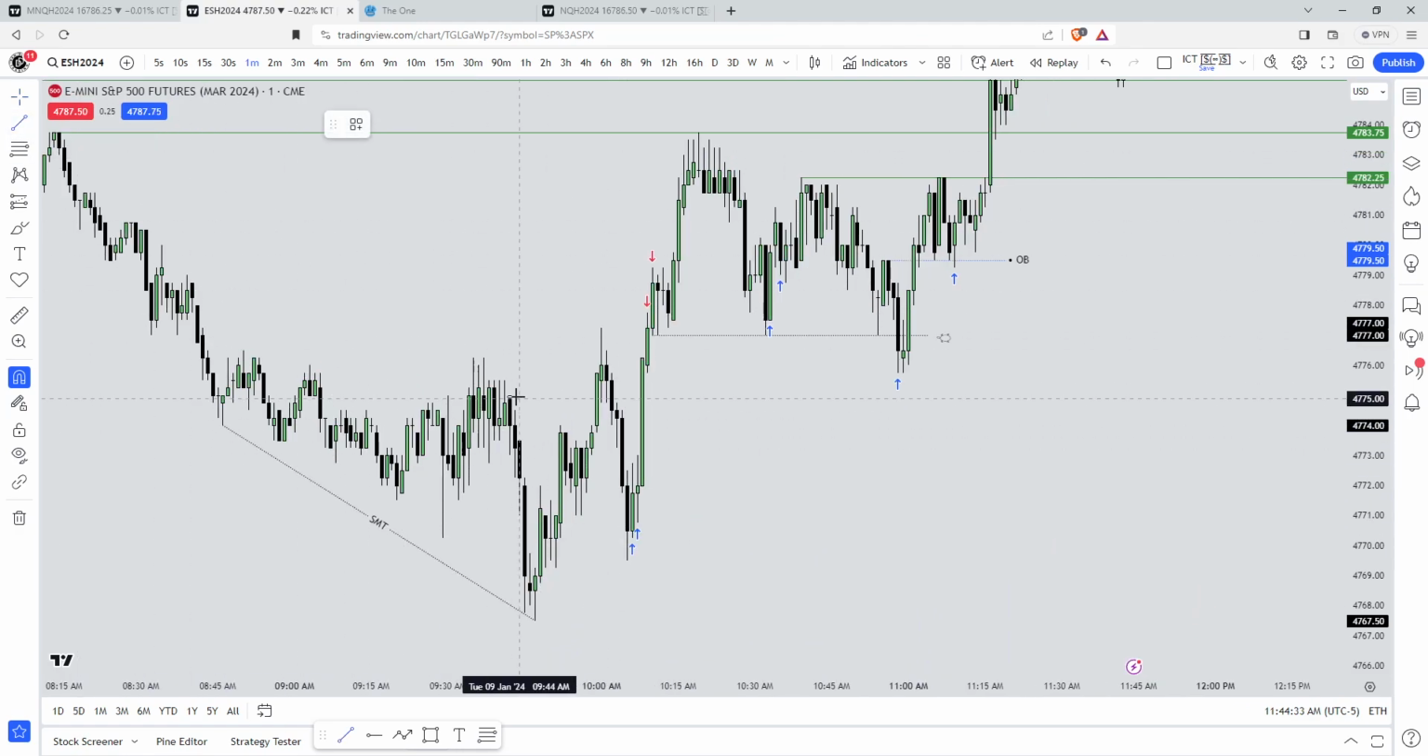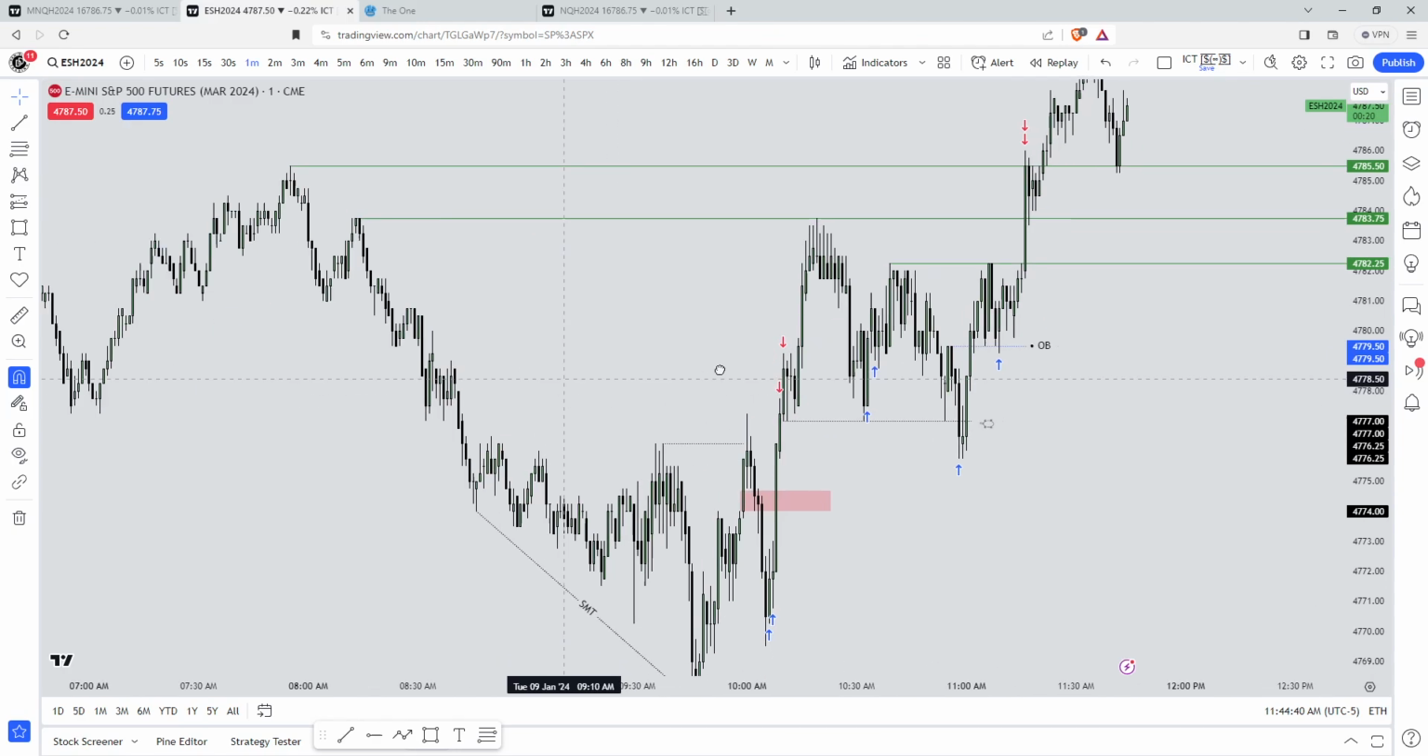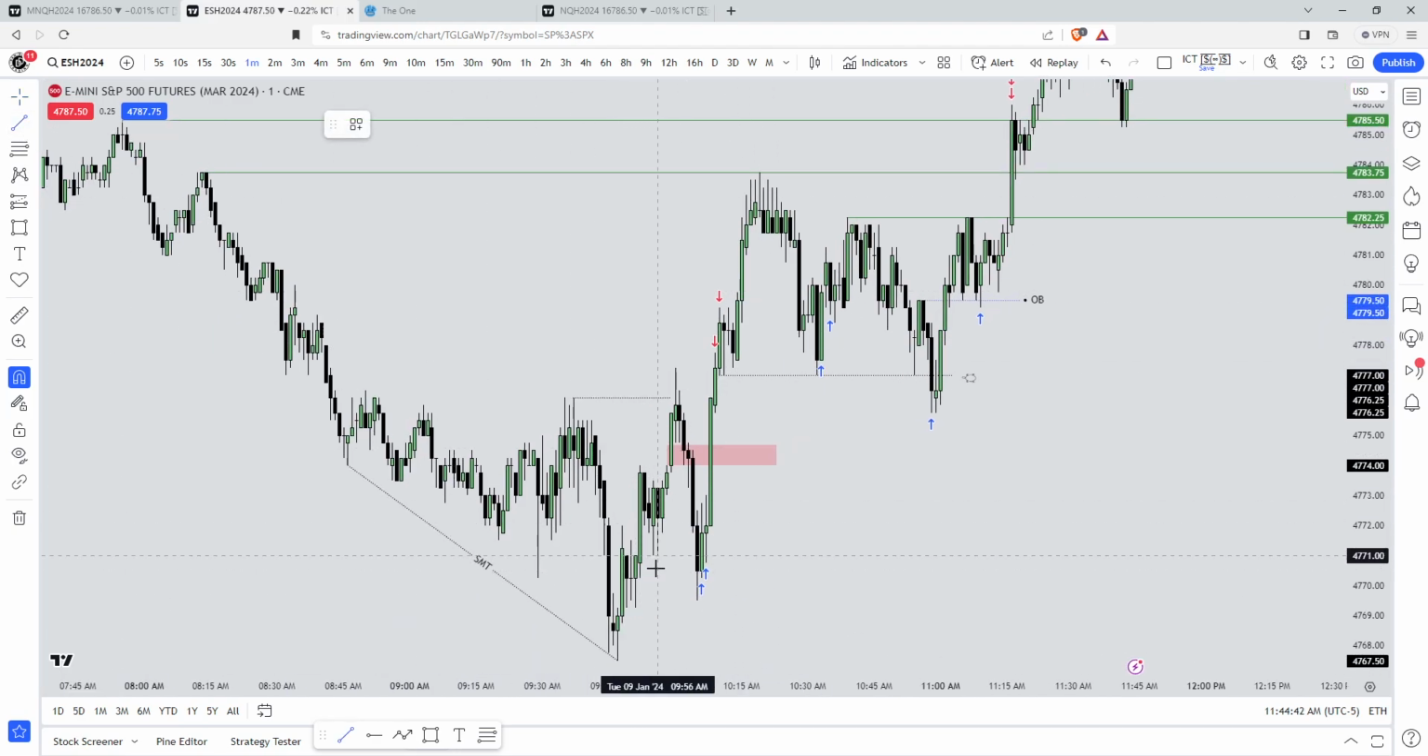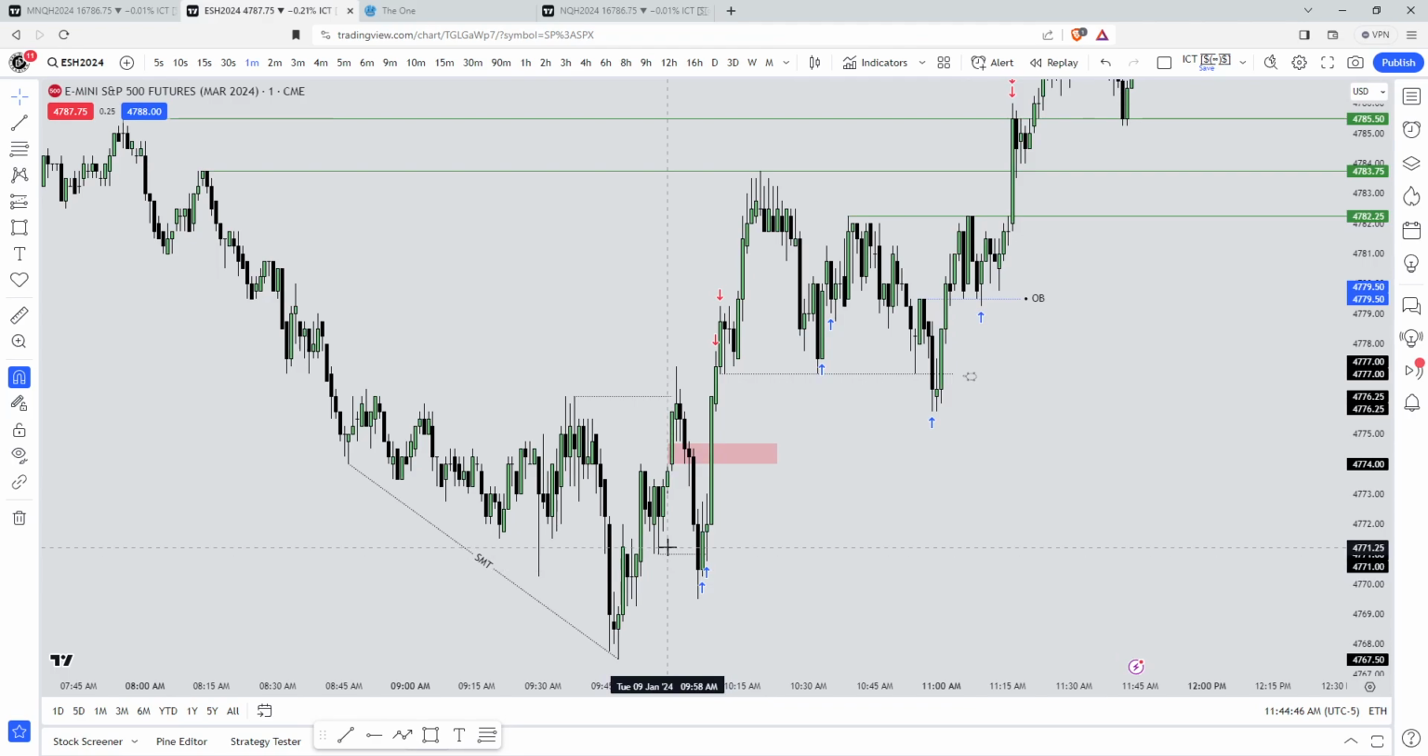It created a market structure shift higher right here with a fair value gap. So now I'm looking for price to start attacking the buy side liquidity. So when price pulls back down into a discount, it takes out a low. When price is in a buy program, it's only taking out lows for price to move higher. So I buy in here.